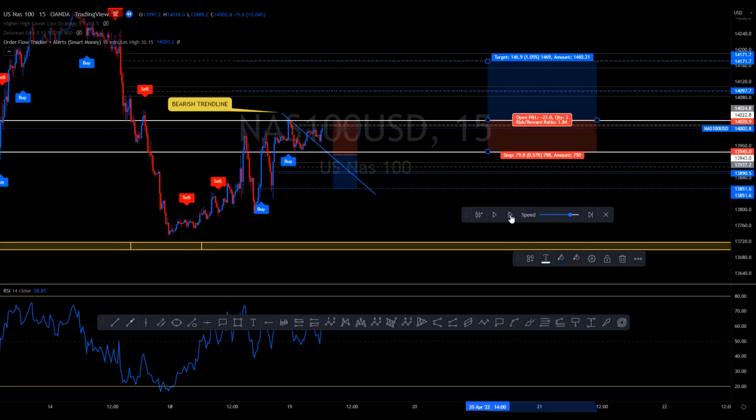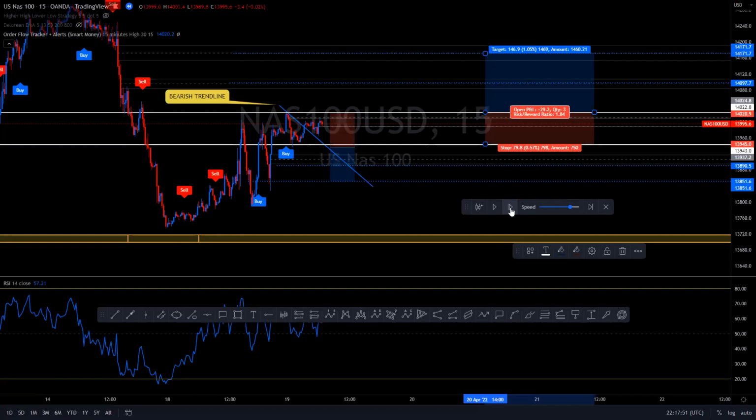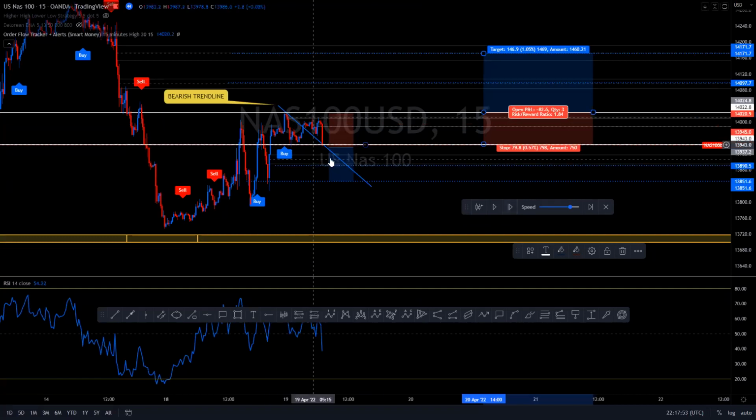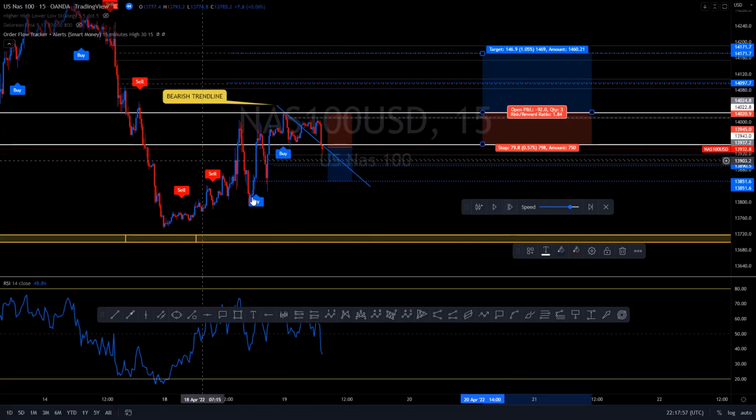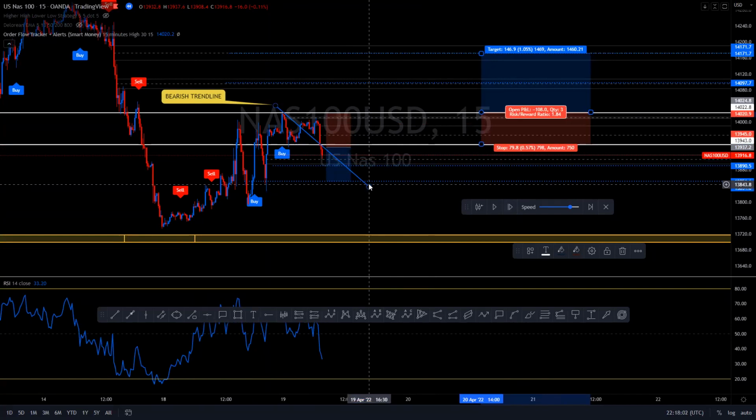Let's see if we're correct. Nope, we were correct the first time. Looks like they're probably going to sell it, but we'll see. Yep, so they decided to get this after all. So I'm going to adjust my trend line.